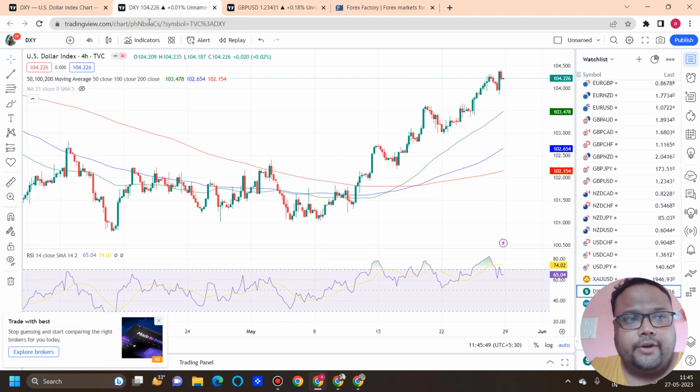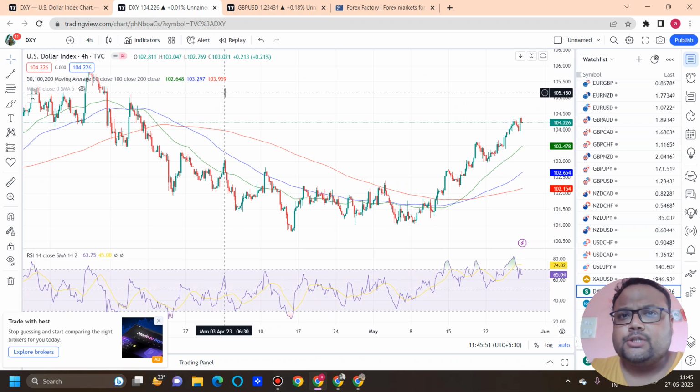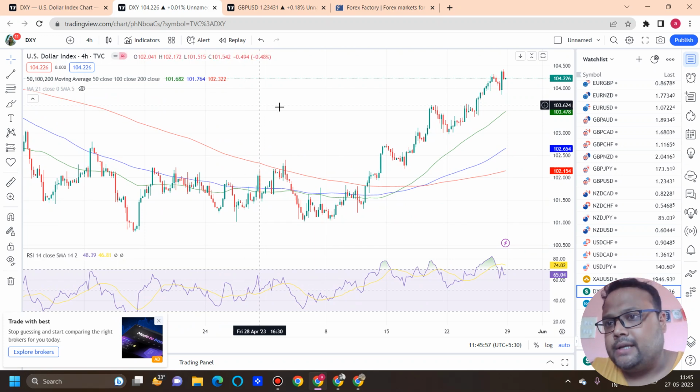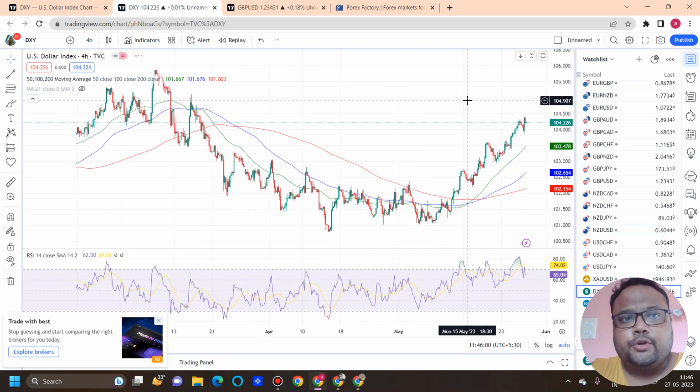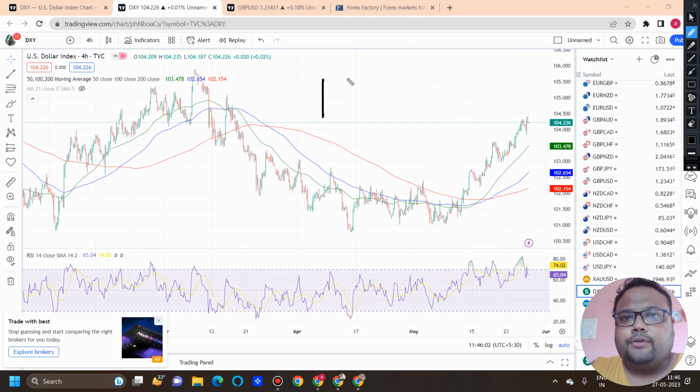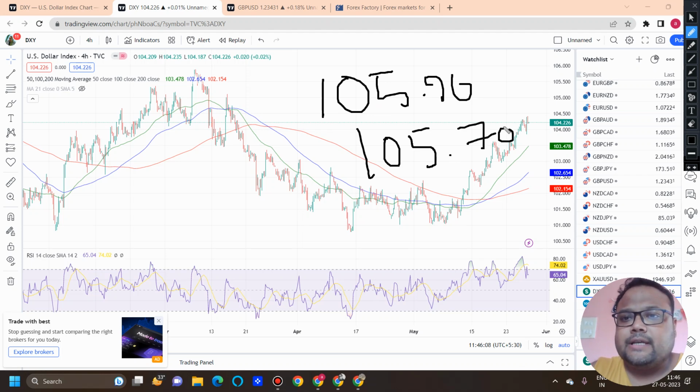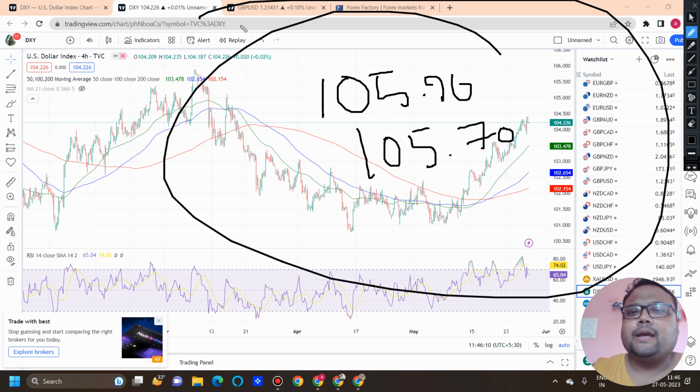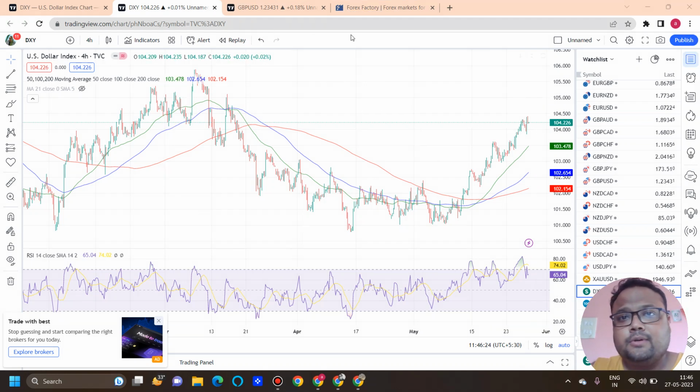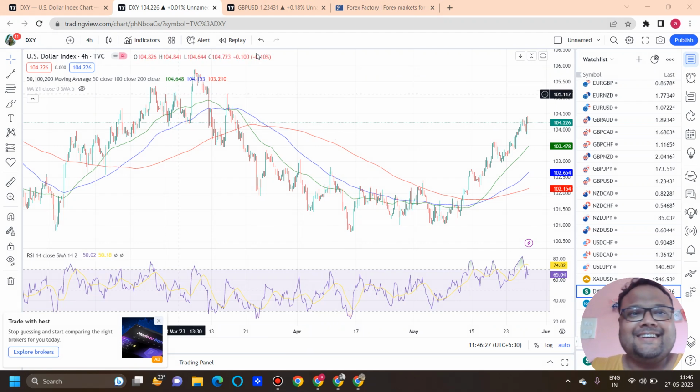If you look at the chart of the dollar index DXY, the dollar index is showing good recovery and it's extremely bullish right now. Dollar closed at 104.22. The next resistance of DXY is around 105.90 to 105.70, and it looks like the market will be heading towards this level. If the dollar heads toward this level, then obviously the pressure on GBPUSD will remain and we can expect a further downside on GBPUSD. So let's wait and watch how the dollar reacts.